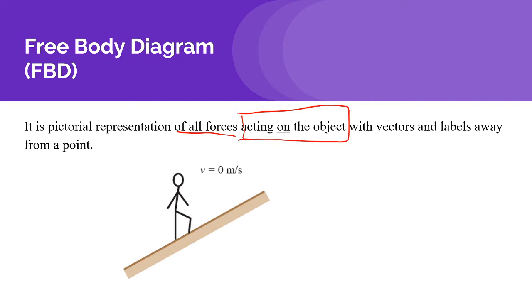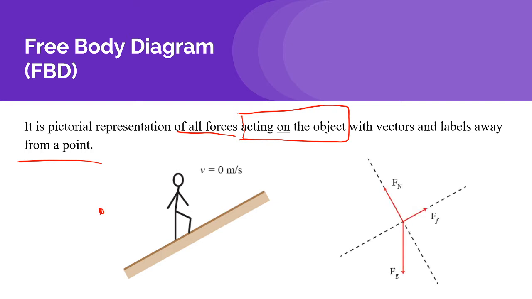Most of the time we're going to have objects applying forces around themselves as well, but in the free body diagram we only care about the forces acting on the object that we have. We show them with vectors and labels pointing away from the object, and the object is represented with a dot in that case.